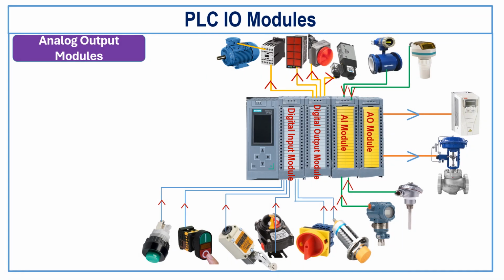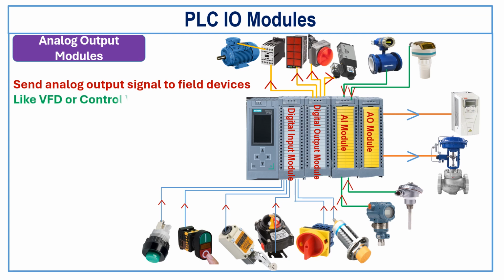Analog output module. The analog output module sends the continuous analog output signal to field devices like VFD or control valve. These devices need an analog signal to operate. If you have to control the opening of a control valve, you can control it by giving a 4 to 20 mA analog signal from the analog output module.